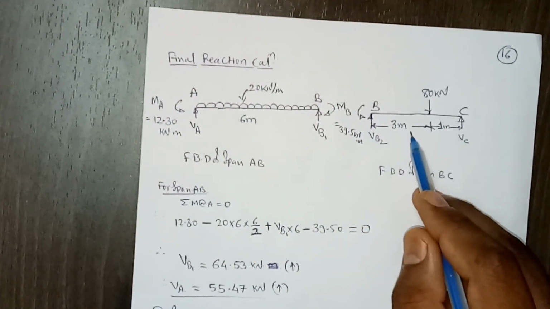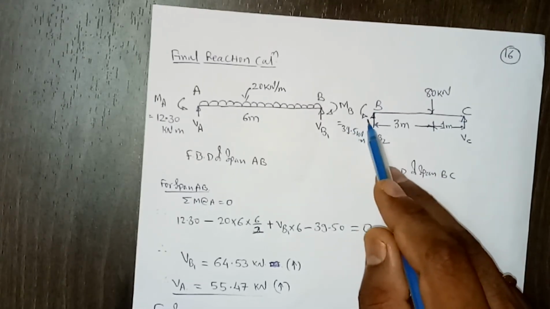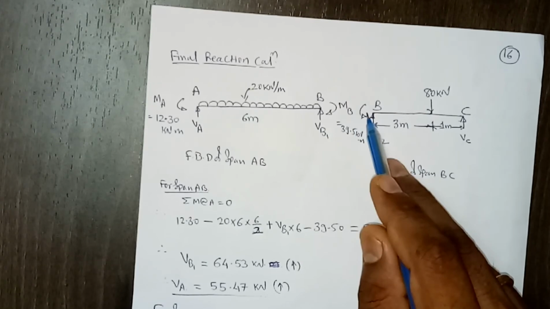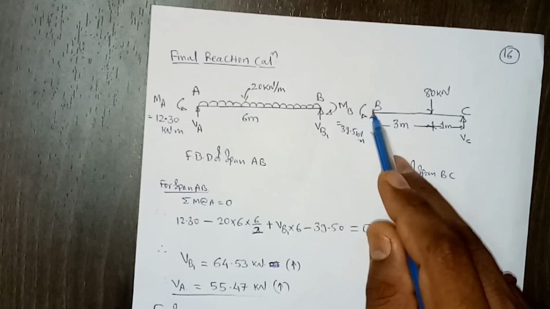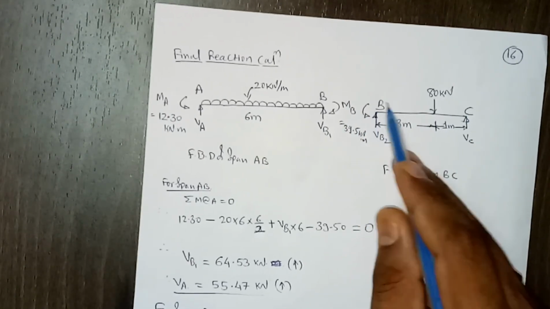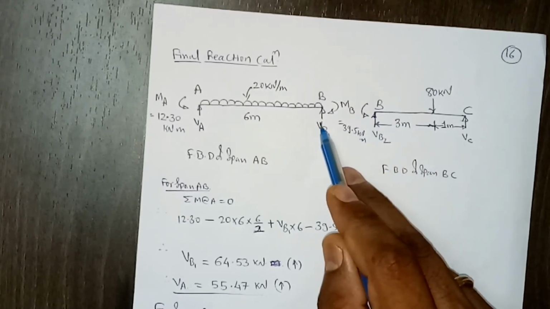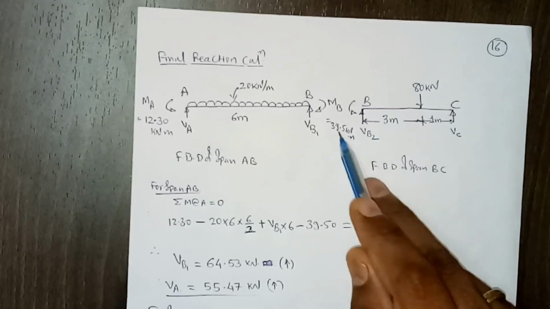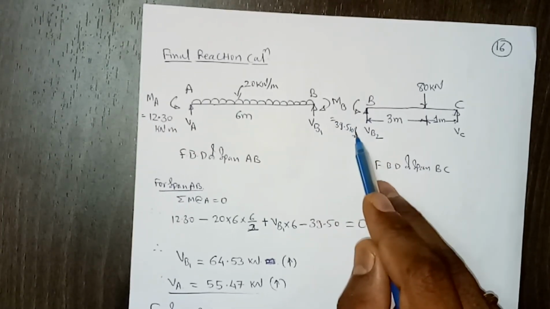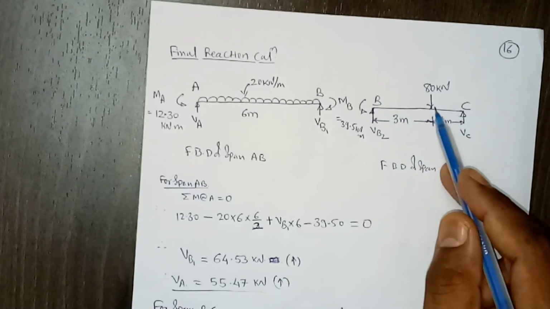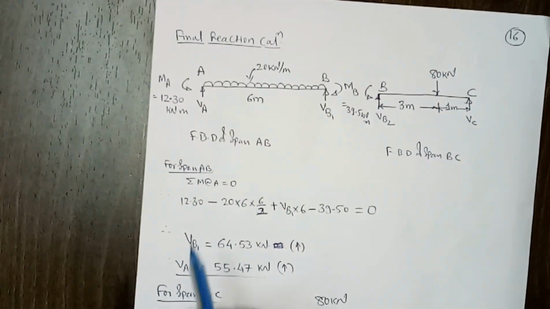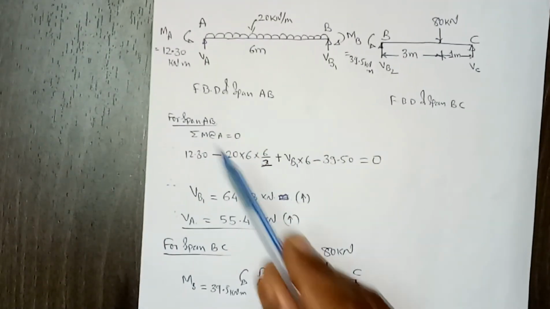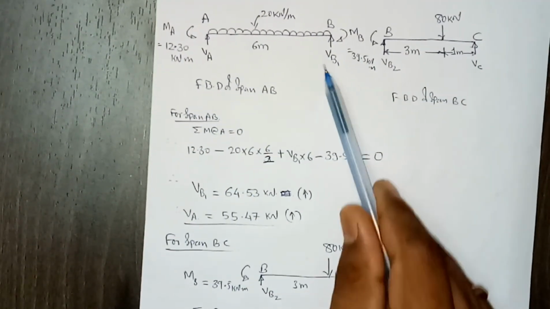Then if you draw the free body diagram of BC, there will be a moment MB. Both will be negative, or hogging, moments. So when you draw BC, it will be anticlockwise, but for BA it will be clockwise, right? But both will have the same value of 39.5 kilonewton meter. And then this load. If you use the conditions of equilibrium for this part and this part separately, we can easily calculate the vertical reactions.